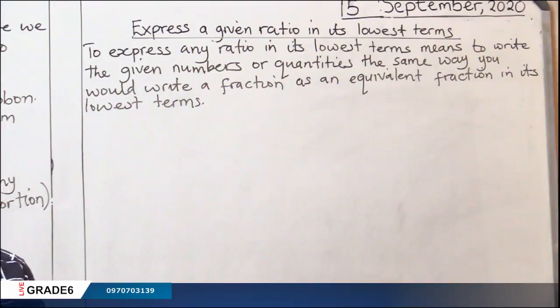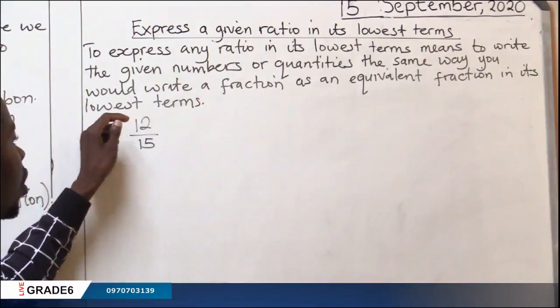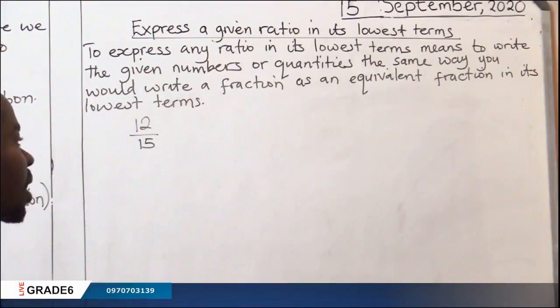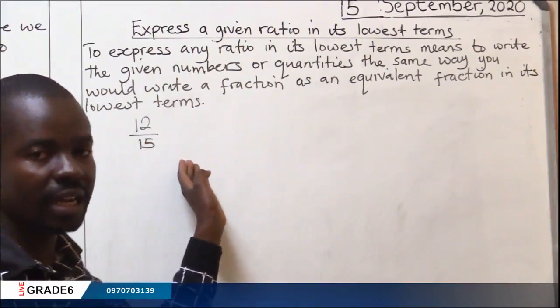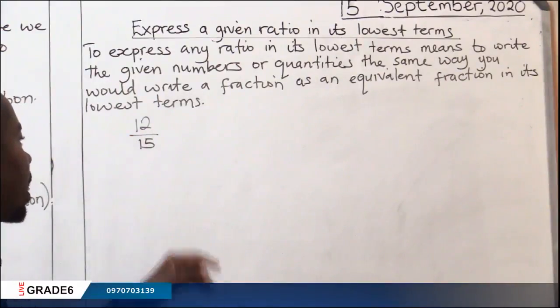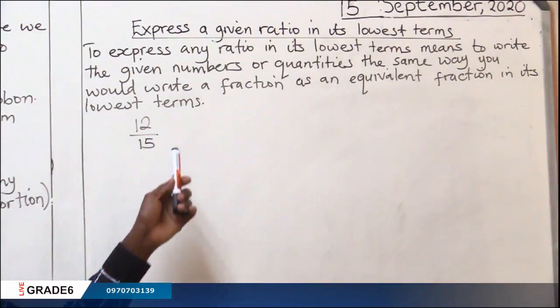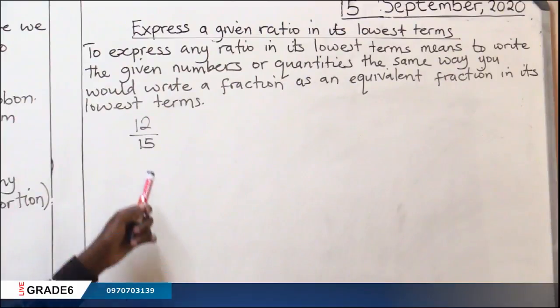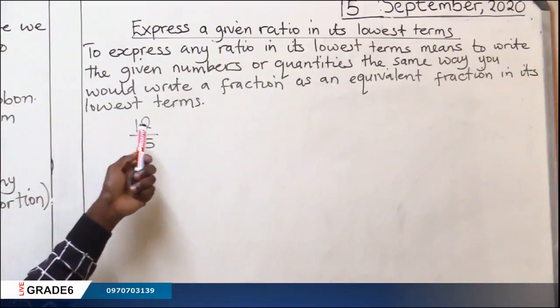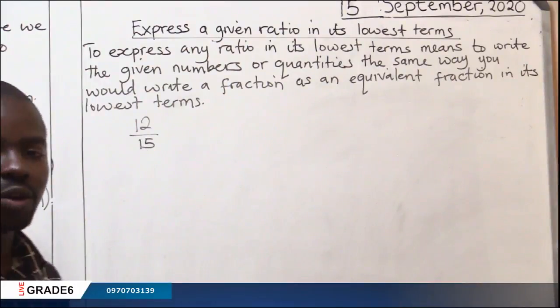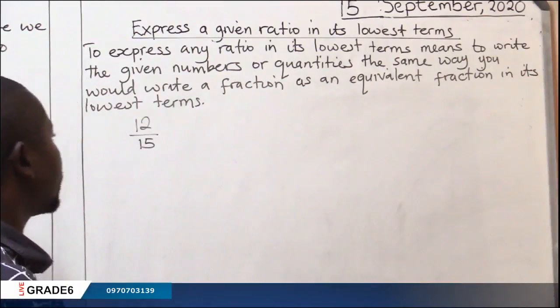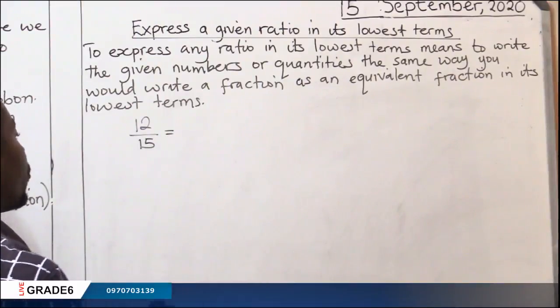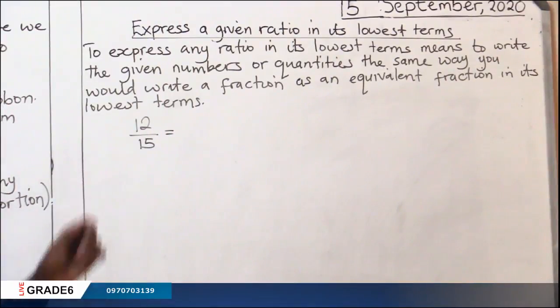So meaning, boys and girls, if you are given a number, you must reduce this number to its lowest terms, meaning that you are supposed to find the highest common factor. A highest common factor is a number that can go in 12 and in 15 without leaving a remainder. So which number can go in 12 and in 15 without leaving a remainder?